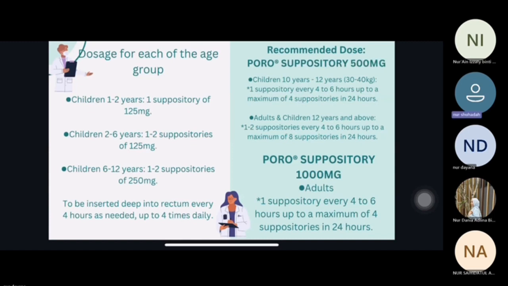For children aged 10 to 12 years, 30 to 40 kg, one suppository of Poro 500 is recommended every 4 to 6 hours, up to a maximum of 4 suppositories in 24 hours. While for adults and children aged 12 years and above, 1 to 2 suppositories of Poro 500 mg can be taken every 4 to 6 hours, up to a maximum of 8 suppositories in 24 hours. And for adults, 1 suppository of Poro 1000 mg can be taken every 4 to 6 hours, up to a maximum of 4 suppositories in 24 hours.